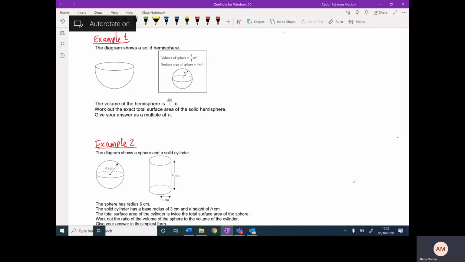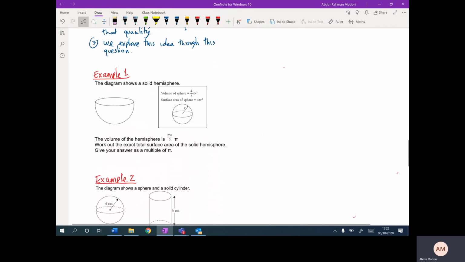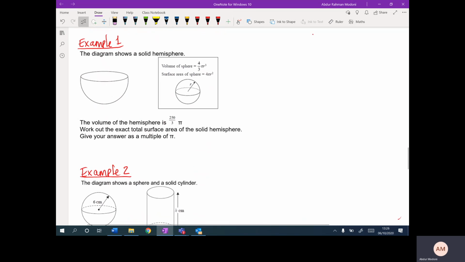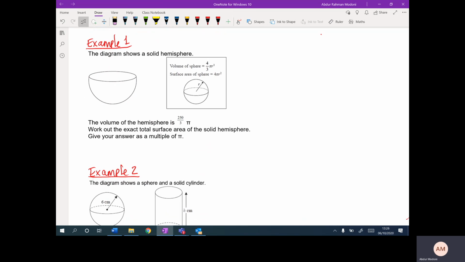So here we look at an example of how the skill of forming equations is applied to two examples. We'll start off with example one, which is a rather straightforward question. So reading line by line, maths: the diagram shows a solid hemisphere. Can't do any maths for that. Move on. Second line says the volume of the hemisphere is 250 over 3 pi.